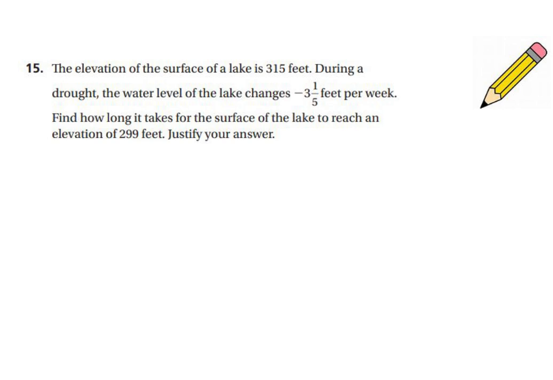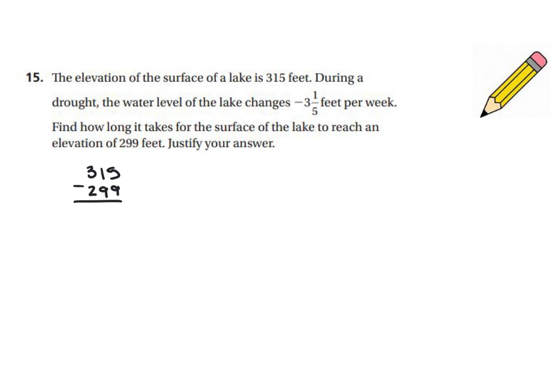So to start, we have to take the 315 and we're going to take away 299 because we're going to see how much the water drops. 15 minus 9 is 6. 10 minus 9 is 1, so it drops 16 feet. Dropping 16 feet is important for us to recognize. That means -16. So now we'll write our equation, which is -3 1/5 W, because -3 1/5 feet per week equals -16.